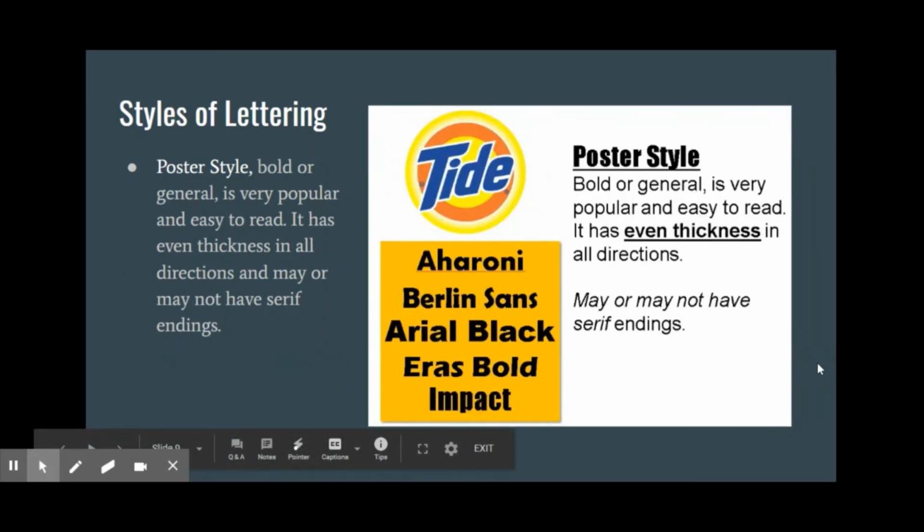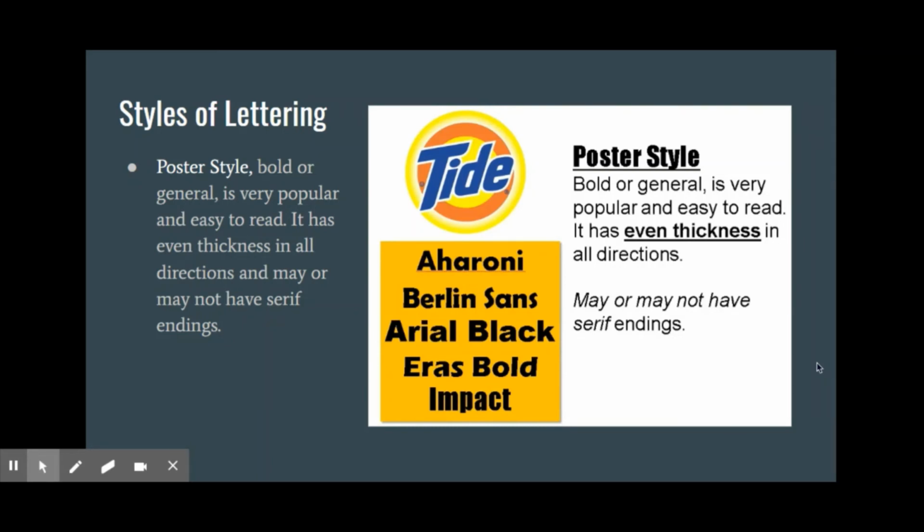Okay. The next style of lettering is poster style, and these can be bold or general, and they're very popular and easy to read. They have an even thickness overall. They can have serifs, but they also usually don't. So that just depends on the style of the lettering itself. So for example, the Tide logo would be a poster style because it's very bold and thick lettering.